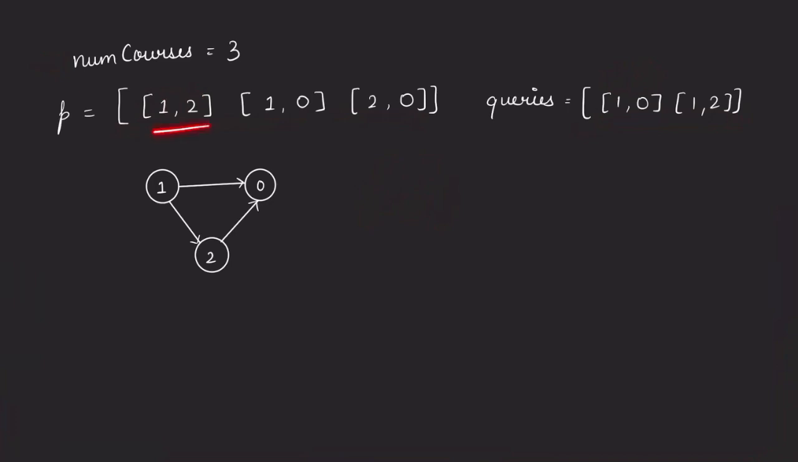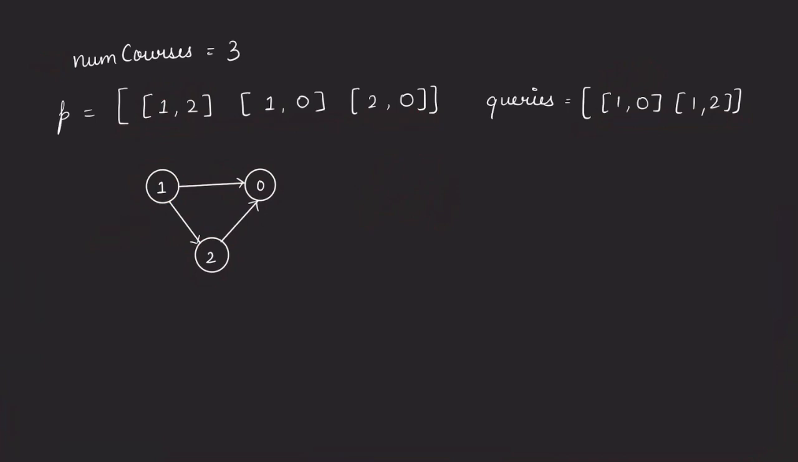As we can see over here, we can draw this in the form of a graph. First one was that for course 2, 1 is a prerequisite, right? So this is course 1, this is course 2. For taking course 2, course 1 is a prerequisite. Then for course 0, 1 is a prerequisite, and for course 0, 2 is also a prerequisite. That is how we have formed this graph.